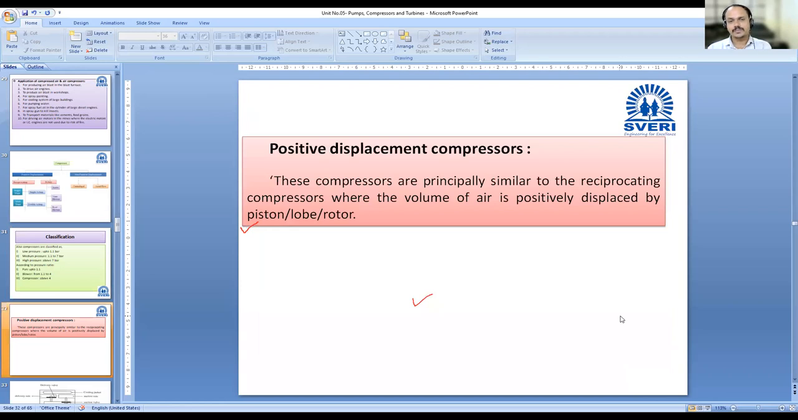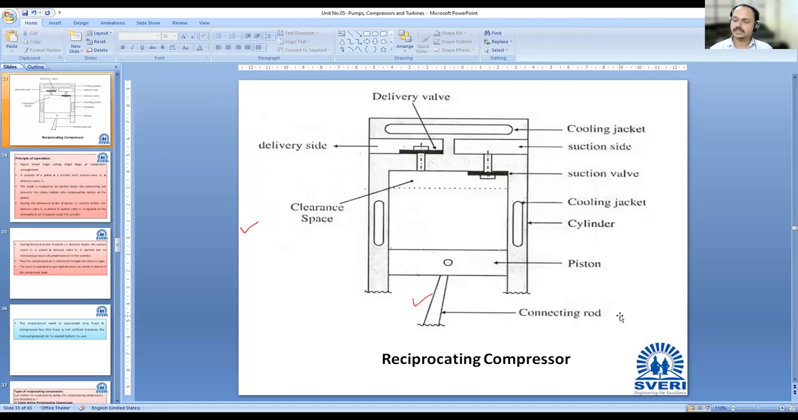Positive displacement compressor. These compressors are principally similar to a reciprocating compressor, where the volume of air is positively displaced by a piston, lobe, or a rotor. Positive displacement compressor means we have to push the air towards one direction, suppose, and then we can compress this air. Such types of compressors are called positive displacement compressors. And this is the diagram for the reciprocating compressor.